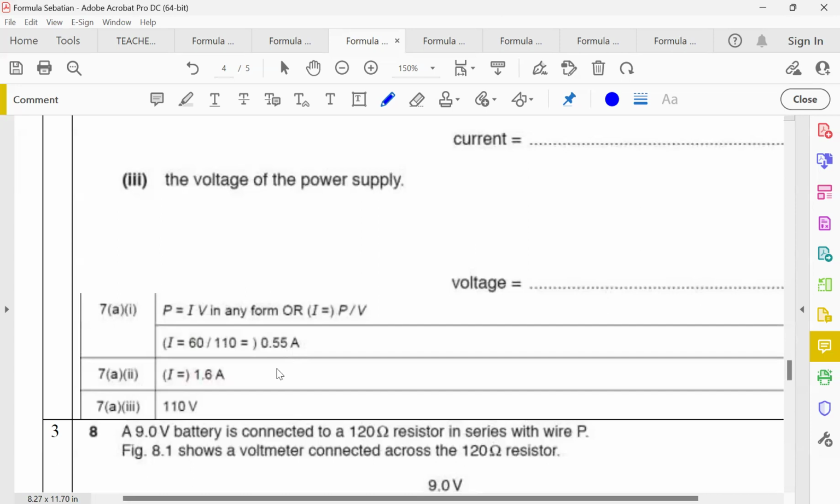Okay, any questions for this one? Quite straightforward lah. Just apply the formula only.